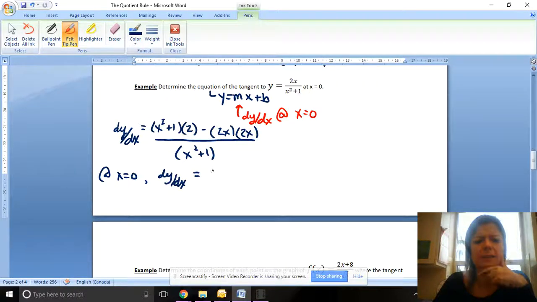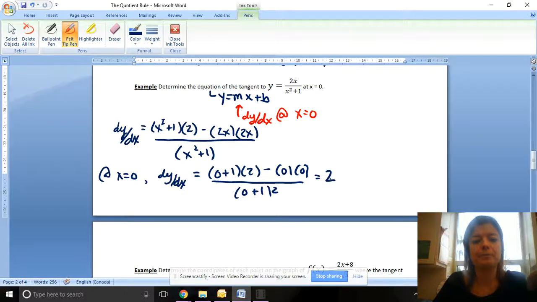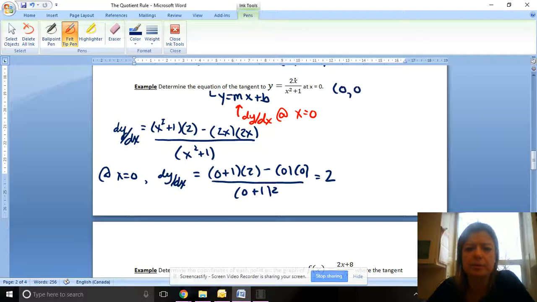So you get (0 plus 1) times 2 minus 0 times 0 all over (0 plus 1) squared. So that will give us 2. So that means the slope of the tangent is 2. Now we can find at x equals 0, y is also equal to 0. Okay, if I throw 0 into this function, I get 0. So (0, 0) is the point of tangency.